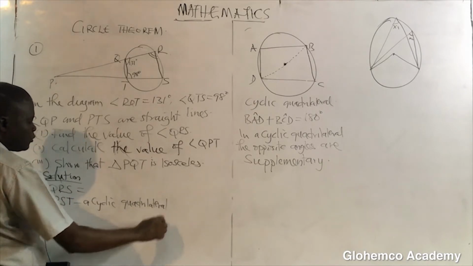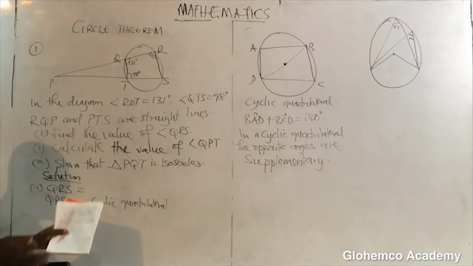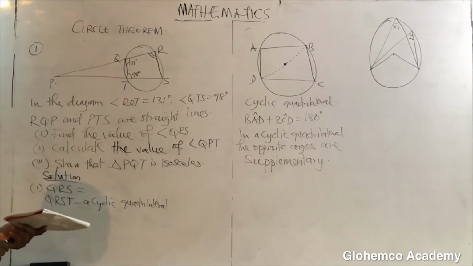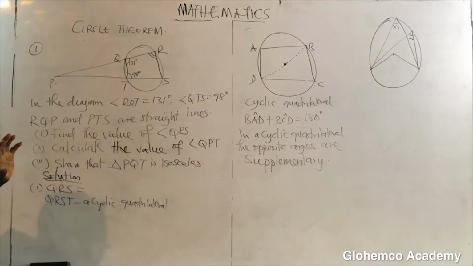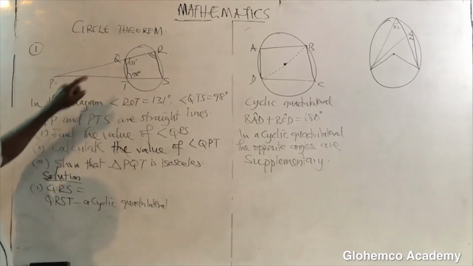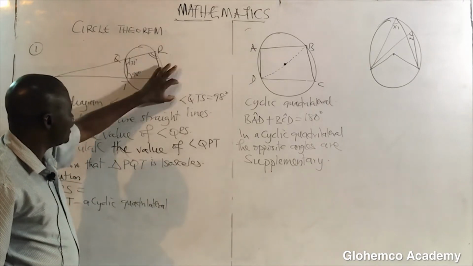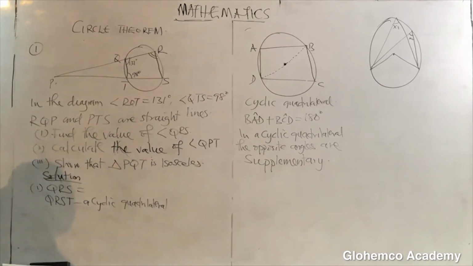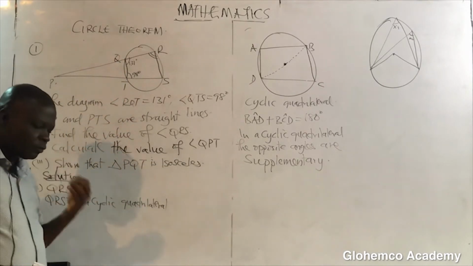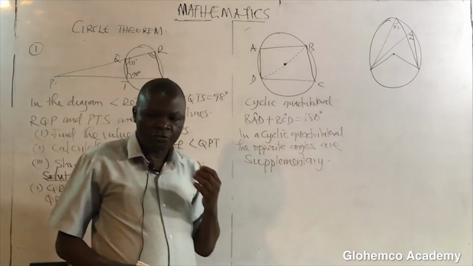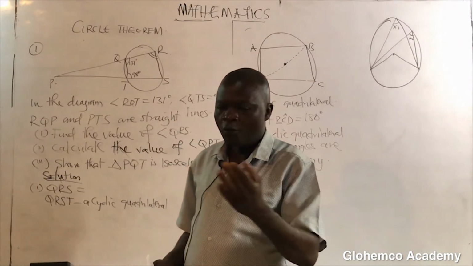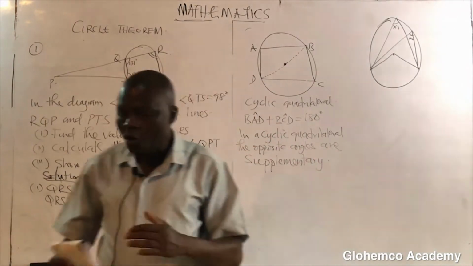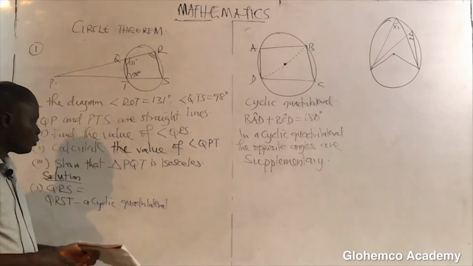Please get yourself familiar with all these things, because in the exam they won't tell you that this is it. You see that they did not mention anything like cyclic quadrilateral in the question, but it is you that will know that this one is a cyclic quadrilateral. I said earlier that in a cyclic quadrilateral, the sum of opposite angles is supplementary.